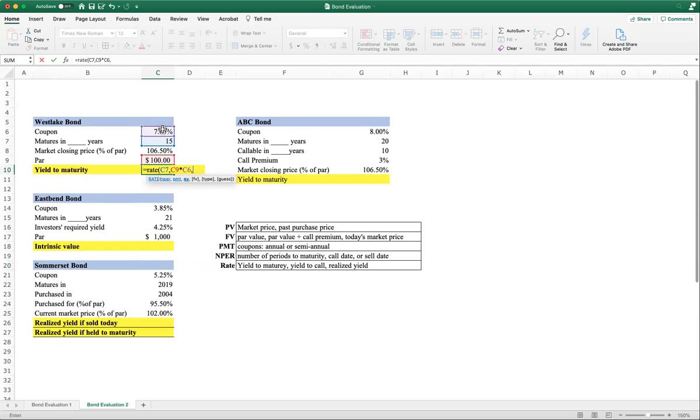So you're getting $7.65 per year, and the present value is going to be negative the market closing price, which is 106.5% multiplied by the par. Because this is compared to the par value, and the future value is going to be the par. Make sure you have 2 decimals. So this is going to be 6.94. So your annual rate of return, theoretically, if you hold this bond for 15 years, is about 7%.